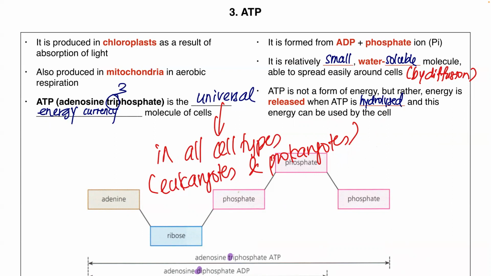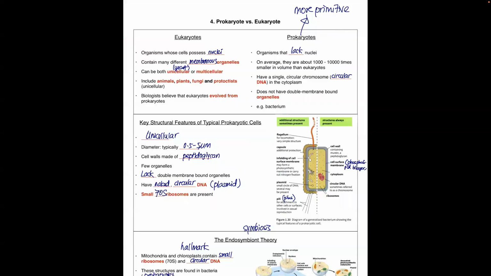You can see that it is something that is evolutionarily conserved, which means everything that evolves from that single species still uses this. So it is a highly conserved structure.